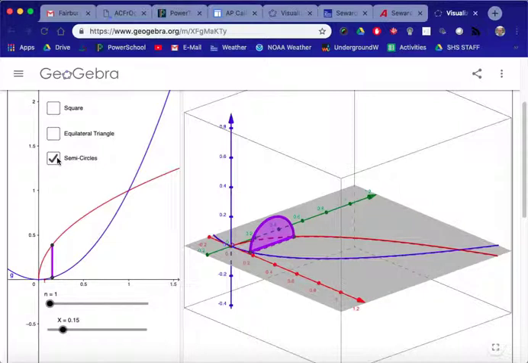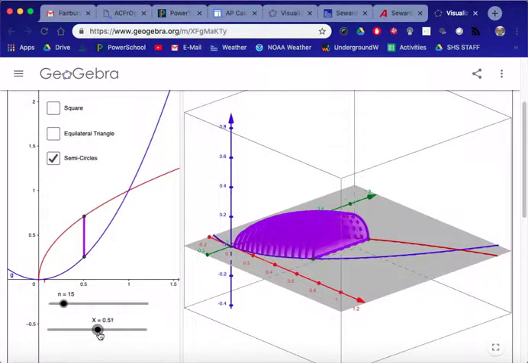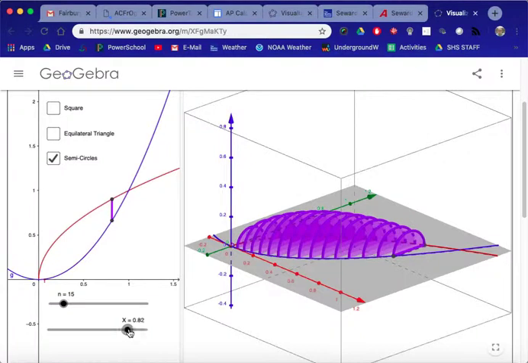What this actually does, it takes this area right here on the left between these two curves, and what it does is says, okay, let's say we have, I don't know, 15 of these semicircles. But what happens over here as I move this slider is, do you see how this is changing and moving as we go across?